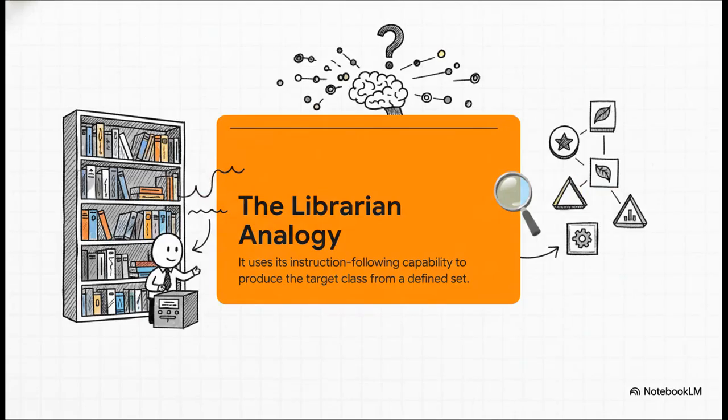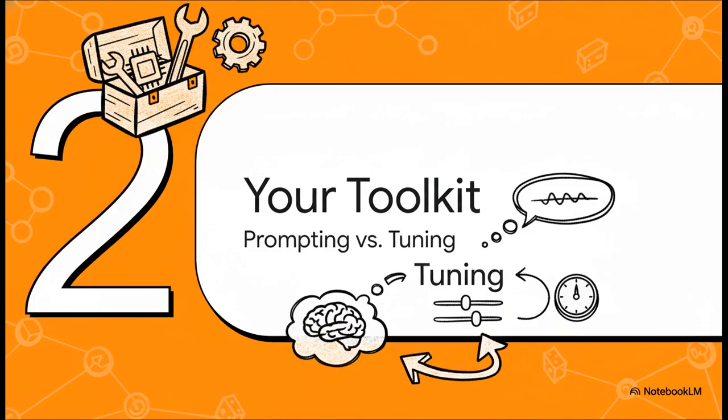Okay, so think about it like this with a simple analogy. Imagine the LLM is an incredibly smart librarian. You wouldn't try to train this librarian from scratch to categorize books. That'd be crazy. Instead, you just give them a really clear instruction, like, hey, read this summary and just tell me if it's fiction, nonfiction, or a biography. The LLM, just like that librarian, uses its gigantic pool of existing knowledge to follow your command, and it just generates the right category as its answer. So we know it's possible. Great. Now let's get into the how.